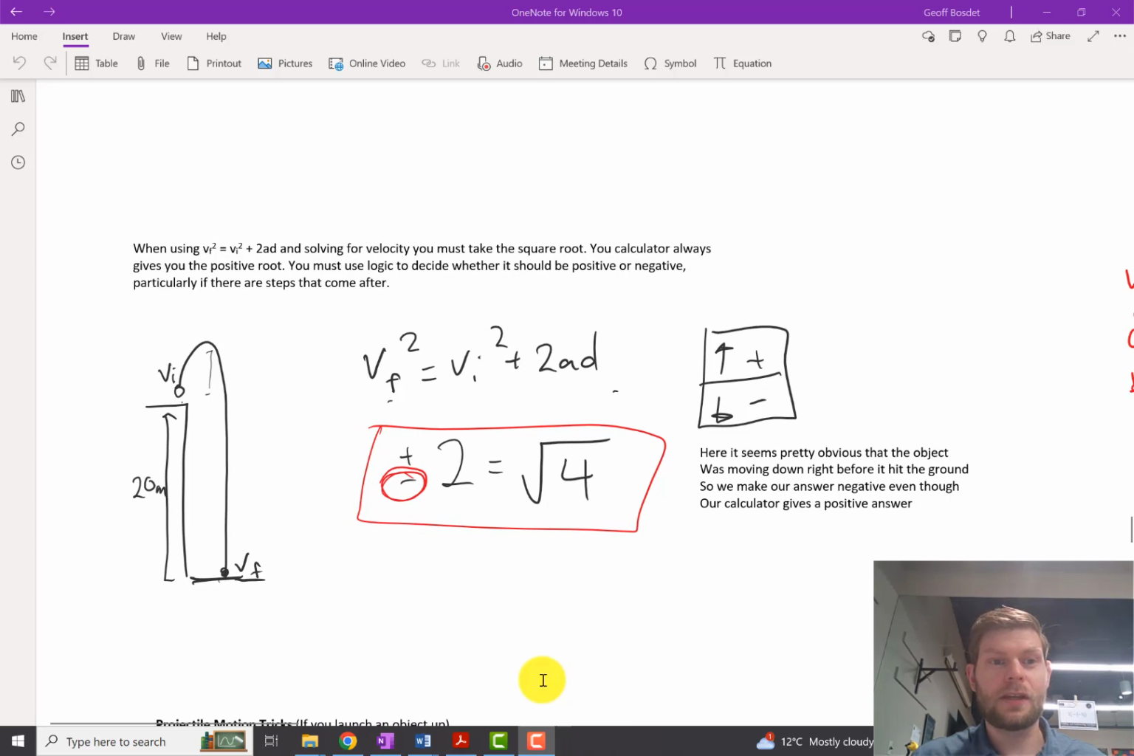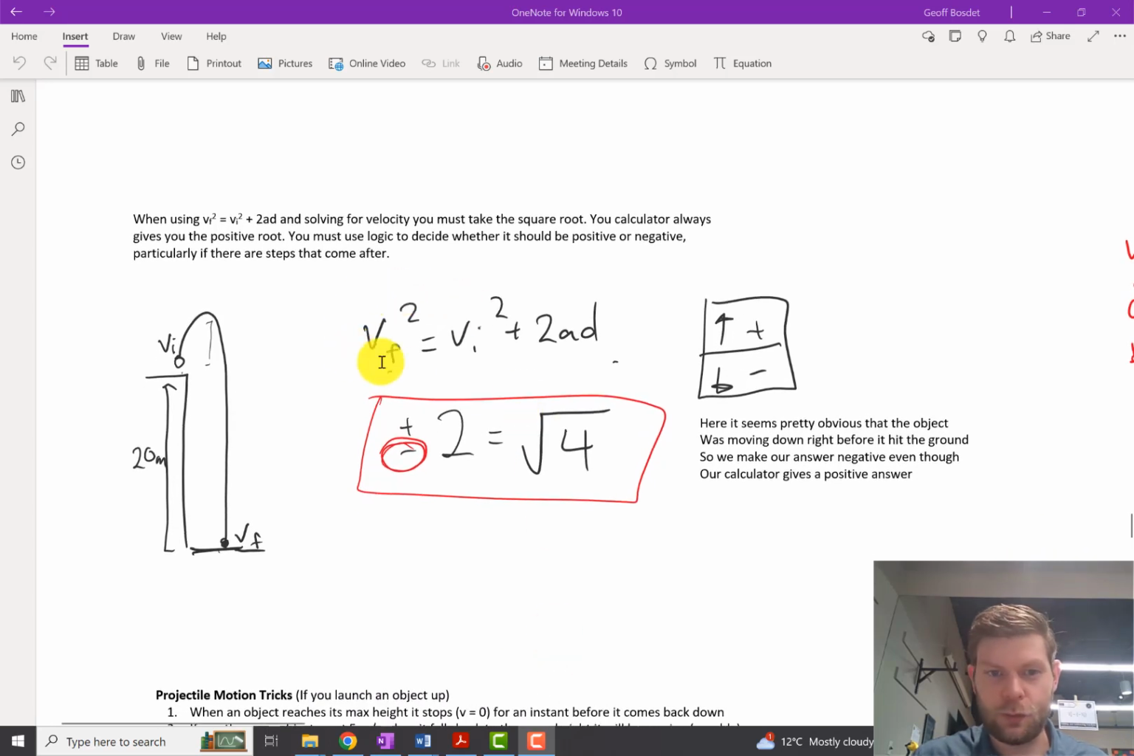Next trick. When you are using this delightful formula here, and looking for, say, final velocity, you are going to have to take the square root, and your calculator will always give you a positive answer. Even though, like if you're in math class and you take the square root of 4, you've got two possible roots. You've got plus and minus 2, without getting into imaginary numbers. So you actually have to use logic to decide what your sign should be anytime you take a square root. Do not take your calculator's word for it.